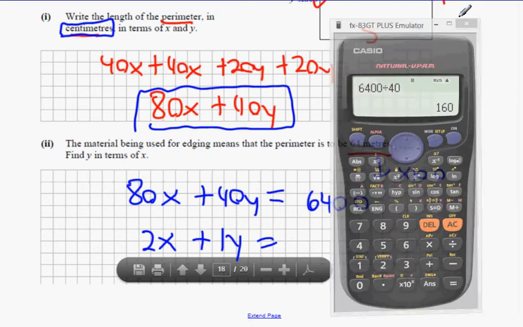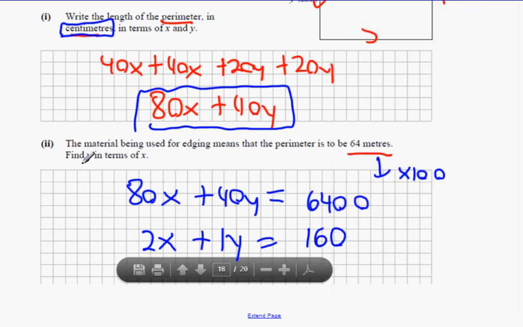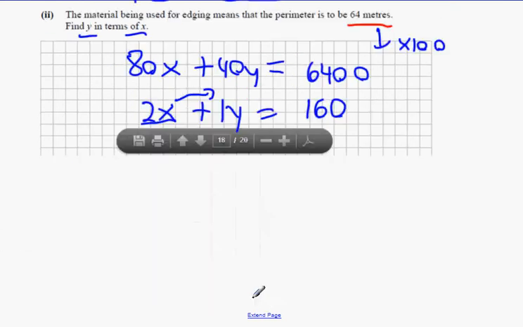Now, the question says y in terms of x. What does y in terms of x mean? Y equals something. Y on its own. Would 3y equals work? No, because it's not on its own. You have to divide by 3 then. So what we're looking at is getting y on its own. How do you get y on its own now? Bring the 2x over, okay? And what you get, y equals 160 minus 2x. Okay, so now you've successfully done part 2.